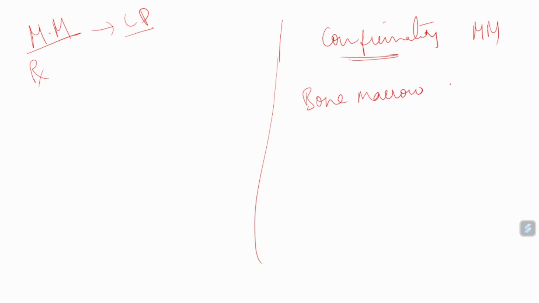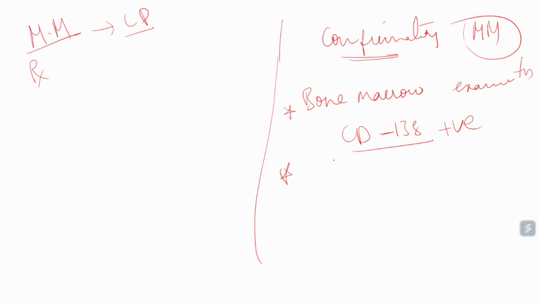In bone marrow examination, there are certain cells called CD138. If CD138 cells are positive, we can say that the patient is having multiple myeloma. This is one. And along with this, if the patient has the triad of multiple myeloma, these two are confirmatory tests. With this, we can diagnose that the patient is having multiple myeloma.